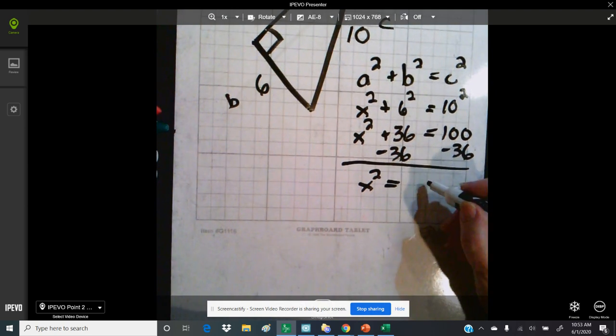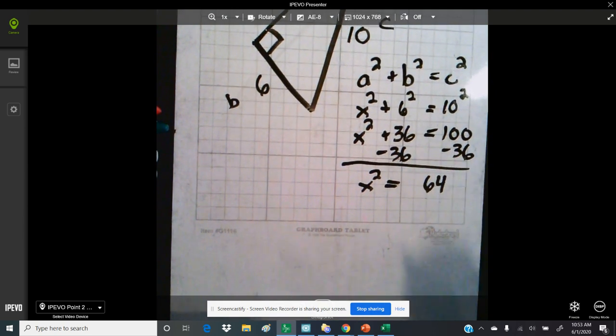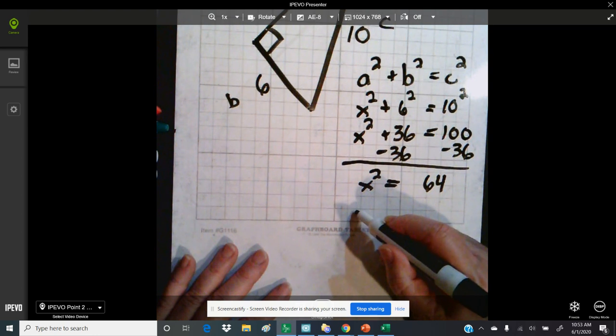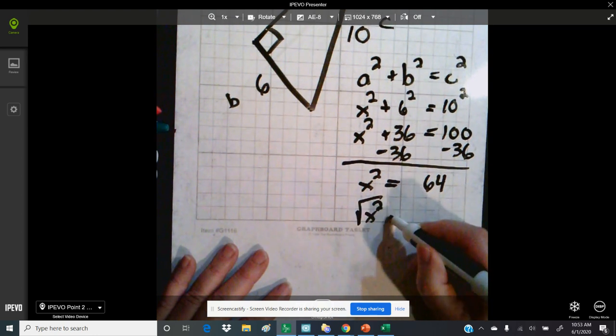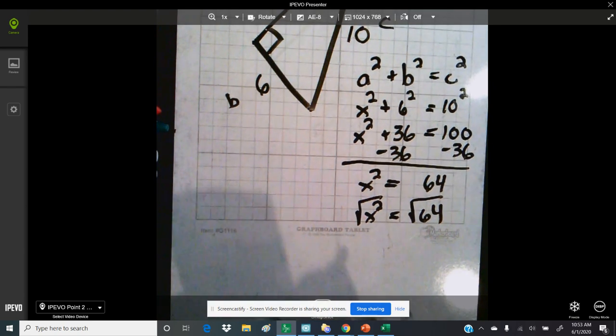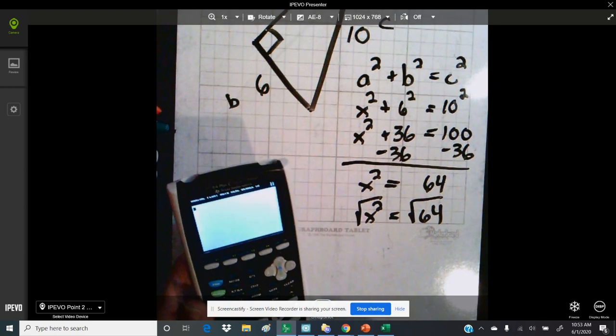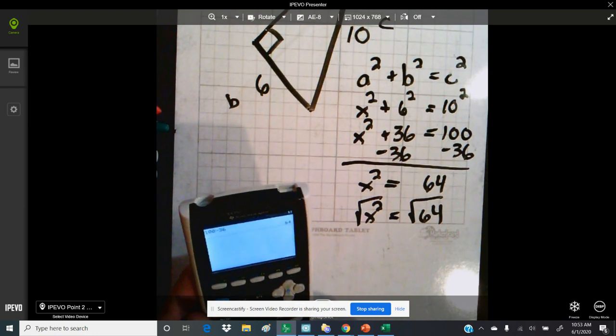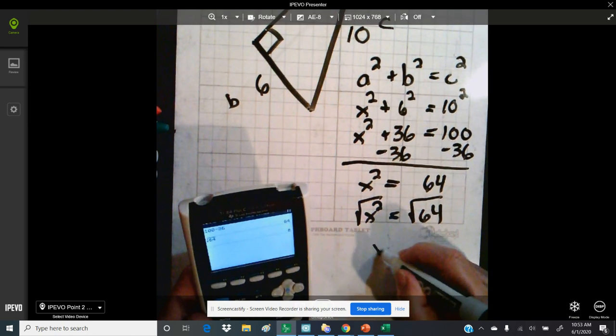This here would be 64. 100 minus 36 is 64. And I'm going to take the square root of that. And again, either you know it or you can go to your calculator and take the square root of 64. And hit enter, and your answer will be 8.